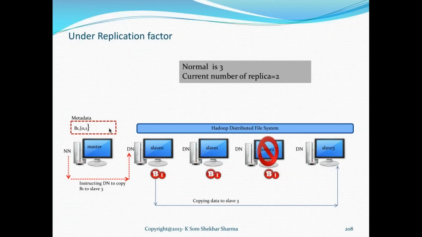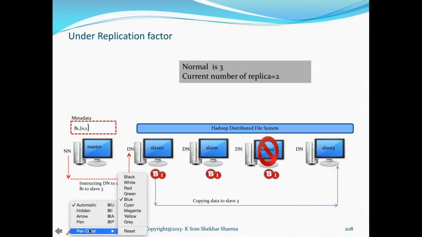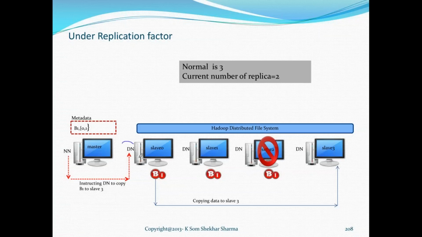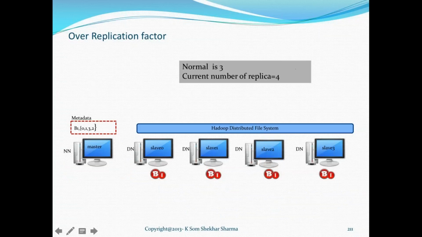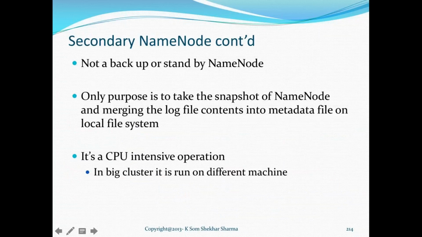So this is how under-replication and over-replication scenarios are handled. So here is the number of data transfers happening. This was the scenario wherein the name node was asking this data node to copy this B1 to the other machine. So this was the number of data transfers happening. This information is also sent to the name node as a part of the heartbeat signal when the data node is sending. Okay, so that's basically your data node responsibilities.